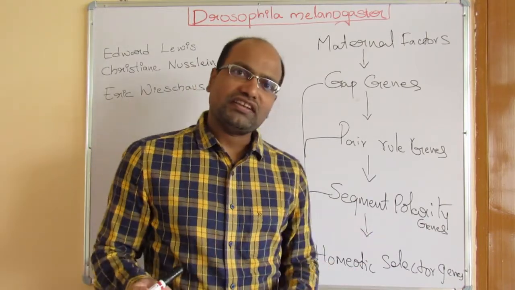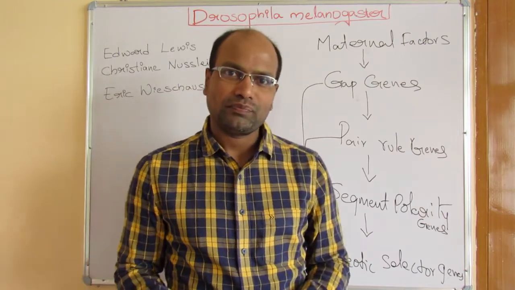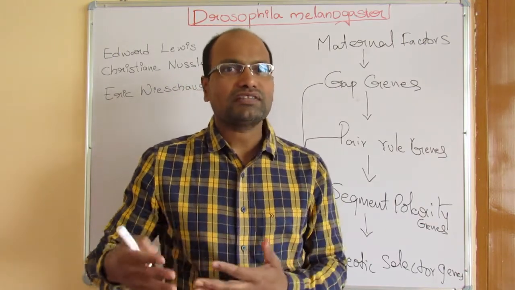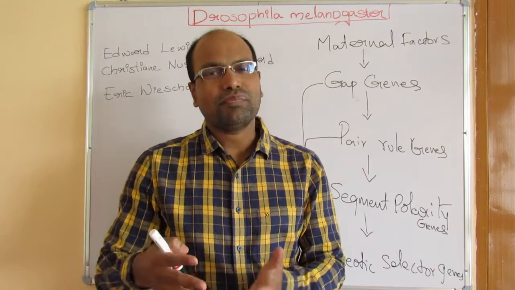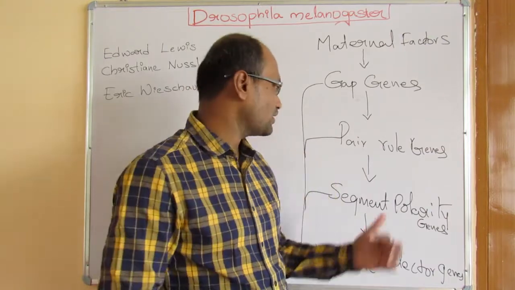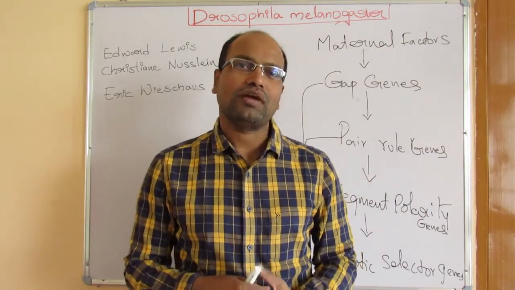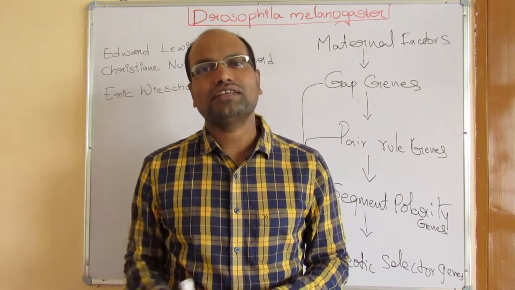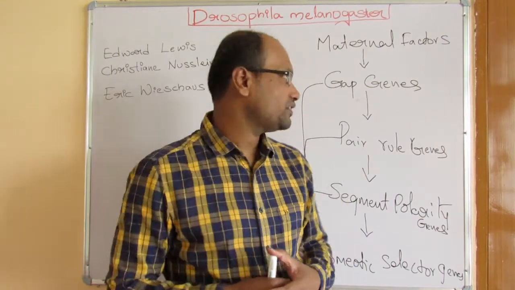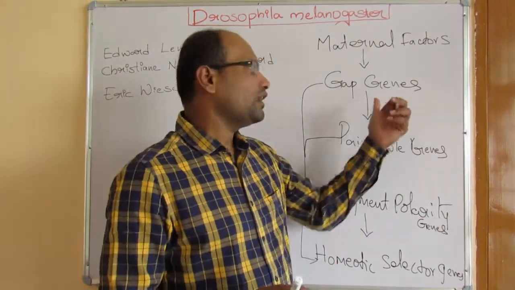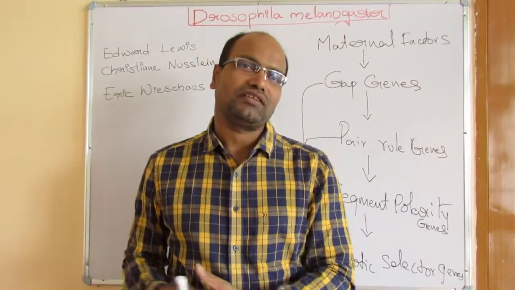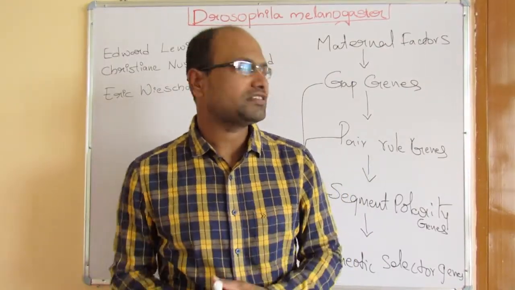If segment polarity genes are absent, then you will see that some part is missing in every segment. If pair rule genes are absent, in every alternate segment you will see some deformities, mutants. If gap genes are absent, larger segments are missing.